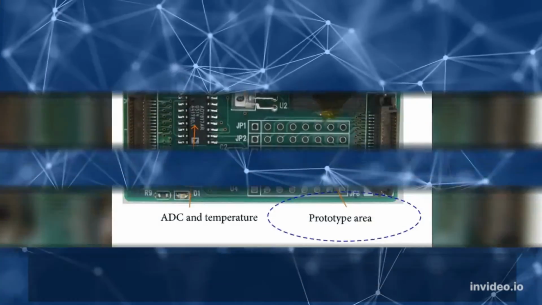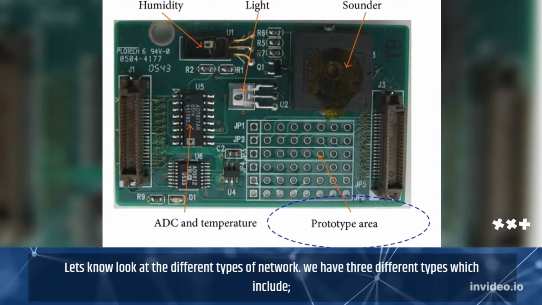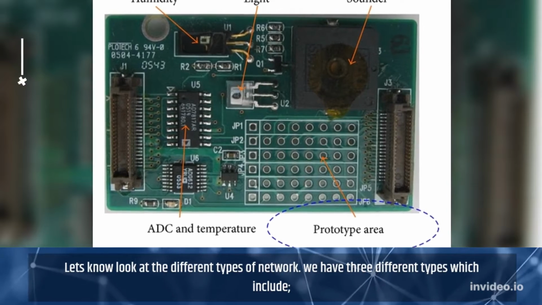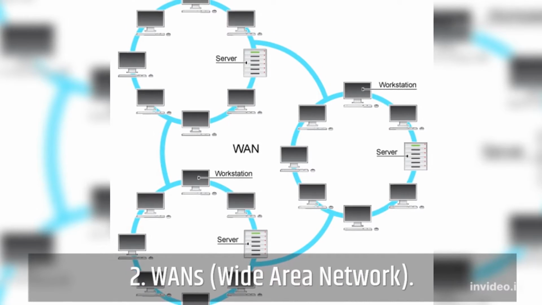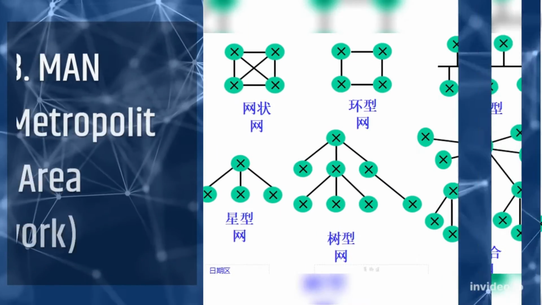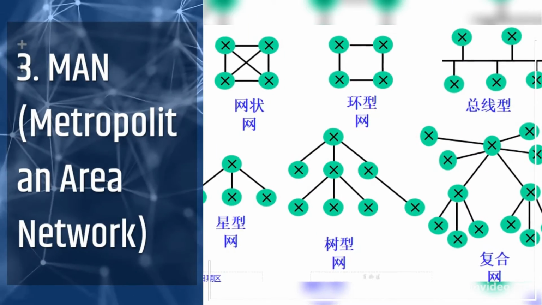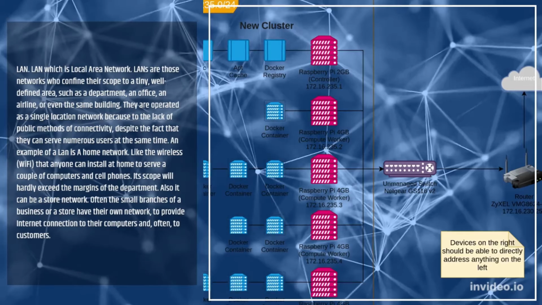Let's now look at the different types of networks. We have 3 different types, which include: 1. LAN, local area network. 2. WAN, wide area network. 3. MAN, metropolitan area network.